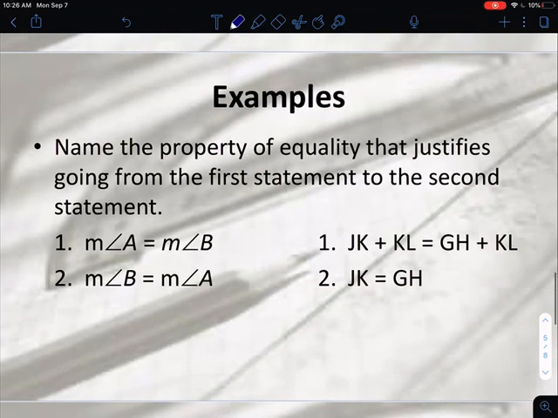So you're just looking at the statements and figuring out what changed. From step 1 to step 2, what did we do? Same thing on these next examples.